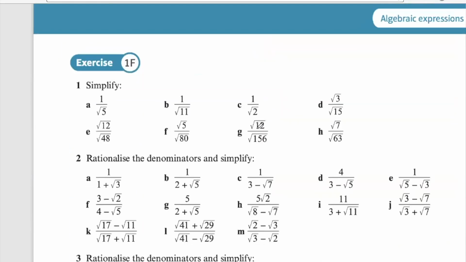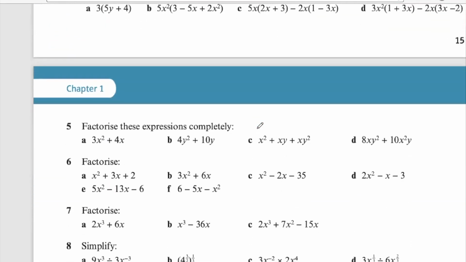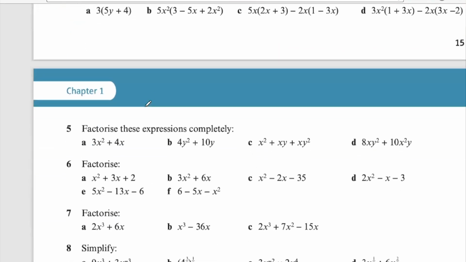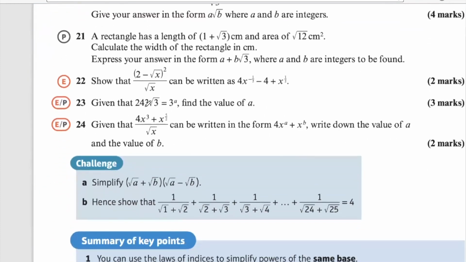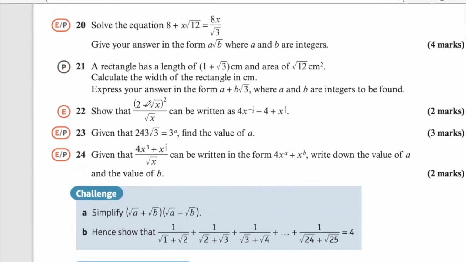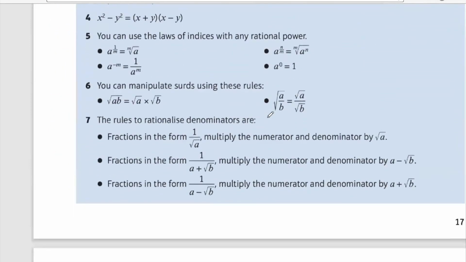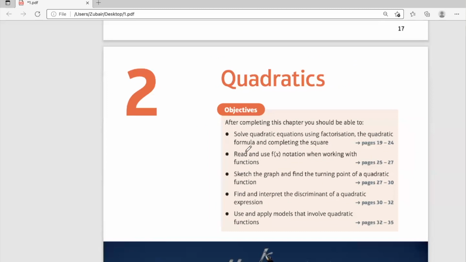Okay. Again, practice exercise. And then this is mixed exercise. If you want to save time, you can go through the mixed exercise to see if you remember the rules of indices and surds. Such as this question number 22, it says show that this could be written as this. So we will ensure that we have simplified it enough in this form. Summary of formulas and then chapter 2, quadratics.